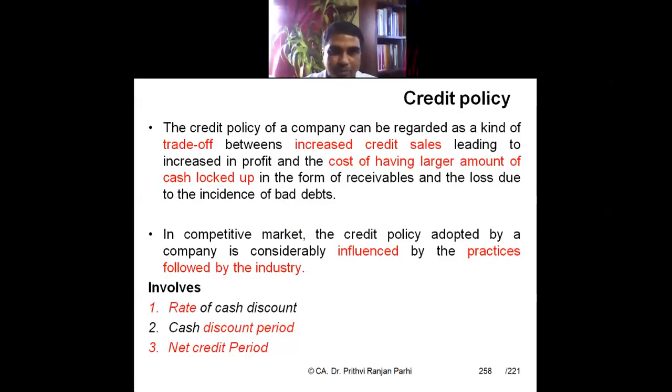Normally, when you are talking about credit policy, the decision involves issues like what is the rate of cash discount one should offer. If someone is paying cash immediately for the sales, then what kind of discount can we give to them? And what is the cash discount period? Suppose if someone pays in 30 days, then this cash discount will be offered. That period has to be decided, that is, within how many days one should pay so that he can avail the cash discount.